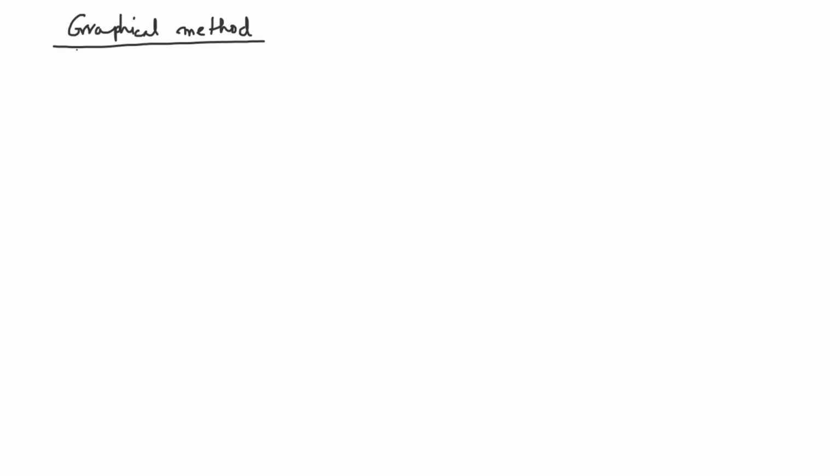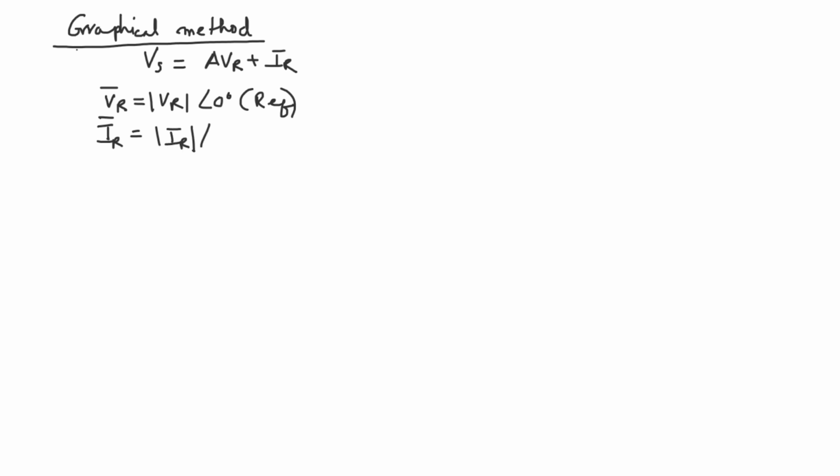Now to start with, Vs is equal to AVR plus BIR. What is VR? VR is the magnitude of VR at angle 0 because it is a reference phasor. What is IR? Its magnitude is IR and it is lagging by some angle phi r, which is called the lagging power factor angle. Current is lagging.